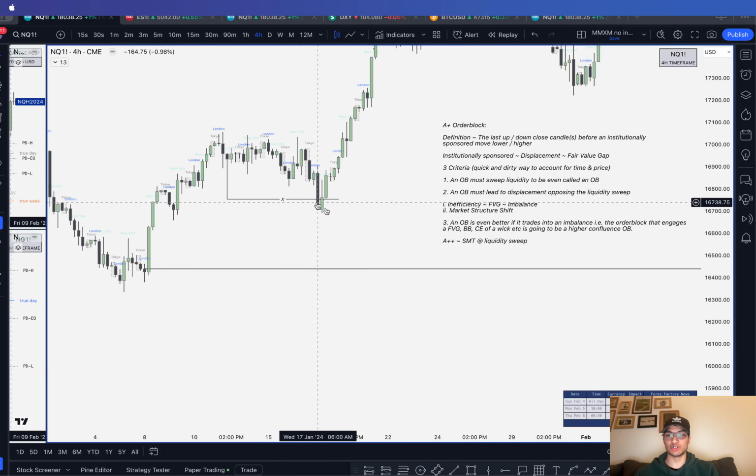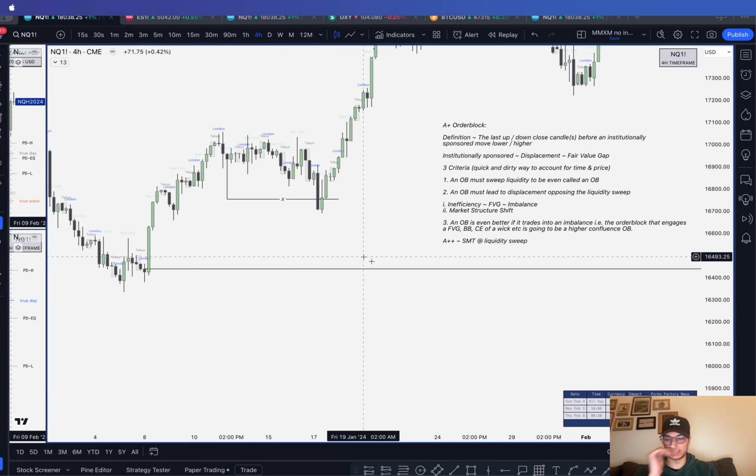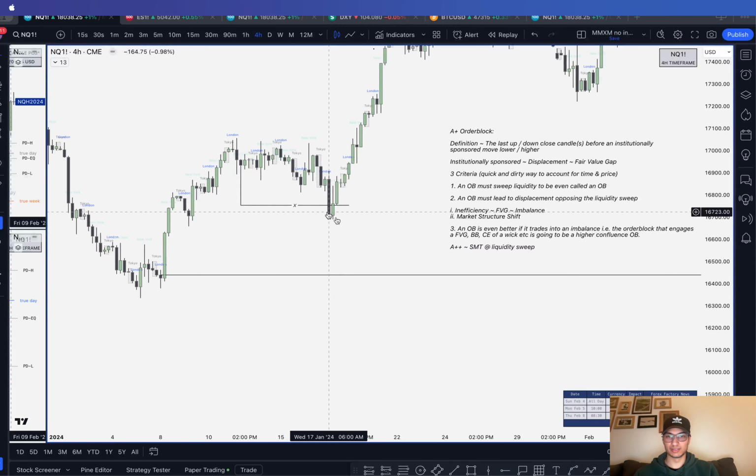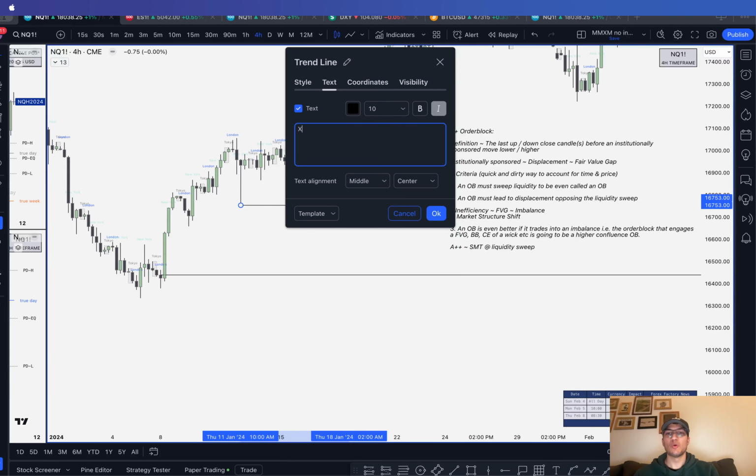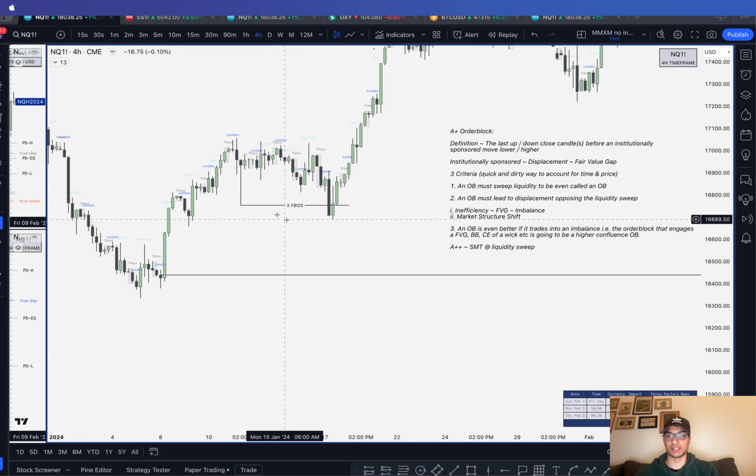So is this a real break of structure? I was talking about this earlier. Is this a real break of structure? No. This is an FBOS, and you'll see me talk about this. Why do I fade breaks of structure sometimes? Because you see the context of this move. This is not a break of structure.